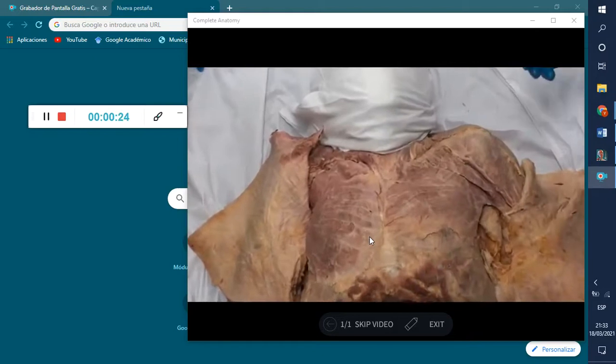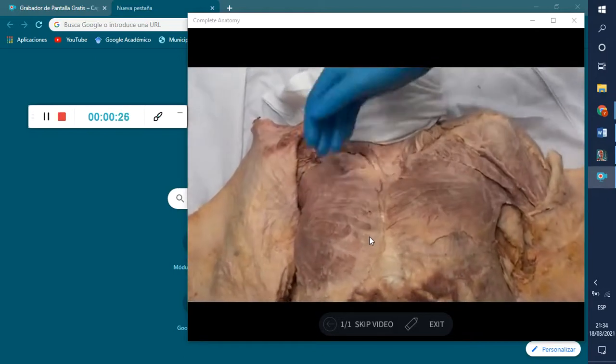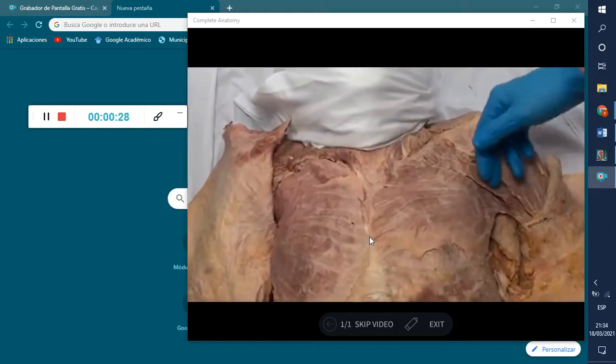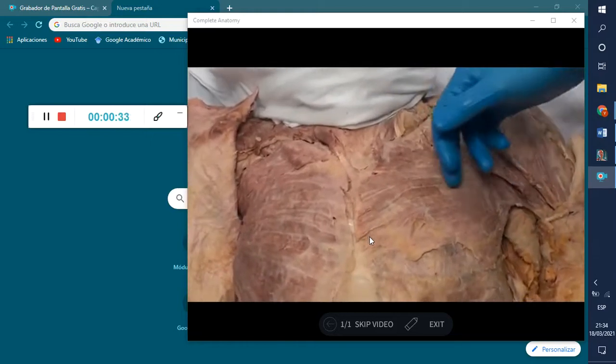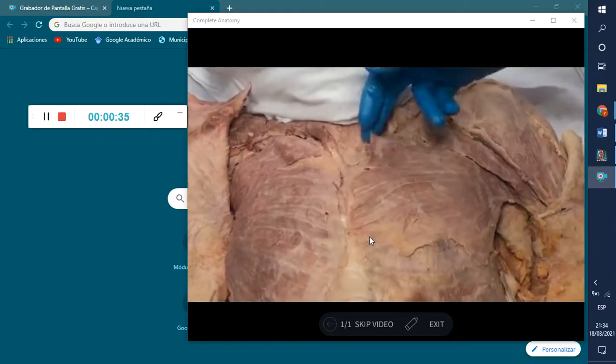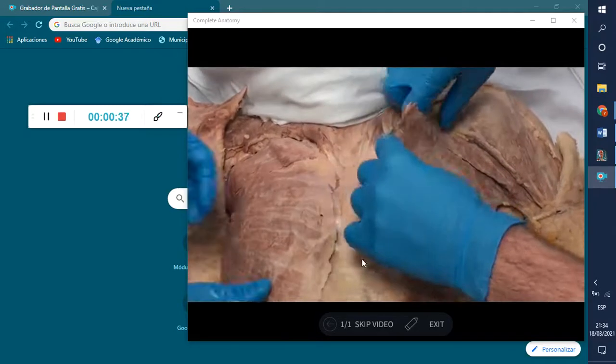Pectoralis major muscle is seen on the left as well as the right. On the left, we see the clavicular head of pec major attaching to the clavicle. We also see the sternal head of pec major attaching to the sternum. Pectoralis major will now be reflected.